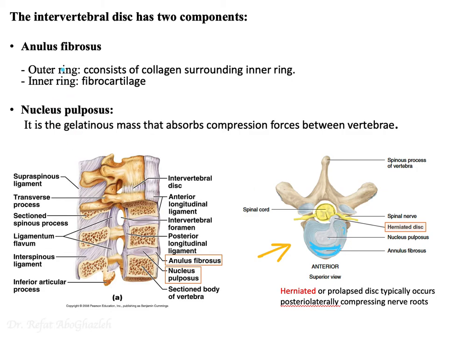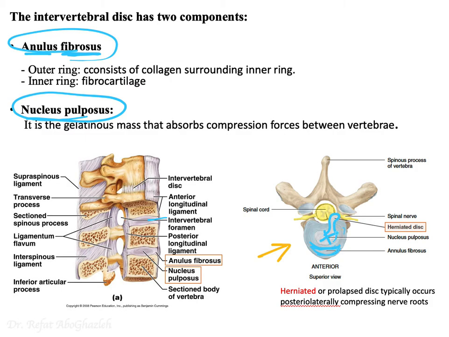Annulus fibrosus, from its name, it's mainly from fiber, the outer one, right? It should be strong to include the gelatinous mass here, the inner one, that's called nucleus pulposus. The gelatinous mass, its function is to absorb the compression between the vertebrae. Look at it here. In case there is extra pressure, the nucleus pulposus can be herniated to the vertebral canal, as you see here.